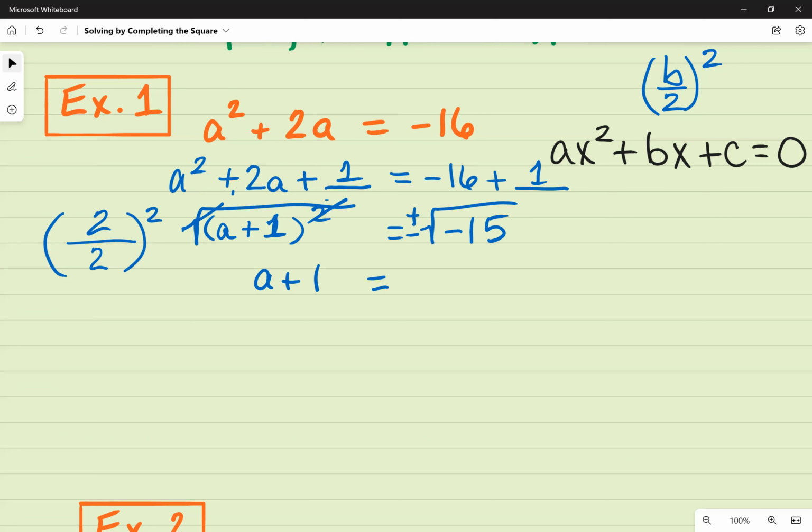And then I want to see if I can simplify the square root of negative 15. Well, the only thing I can take out is the i, and that's because I have a square root of a negative 1. And with the 15, I can't take anything out, so I'm just going to leave it under the radical. My a is not by itself. So in order to get it by itself, I want to switch this sign, and then I want to take the entire constant over and put it in front of my plus or minus sign. Remember, in front. So a is actually going to be negative 1 plus or minus i radical 15. And that's my final answer.